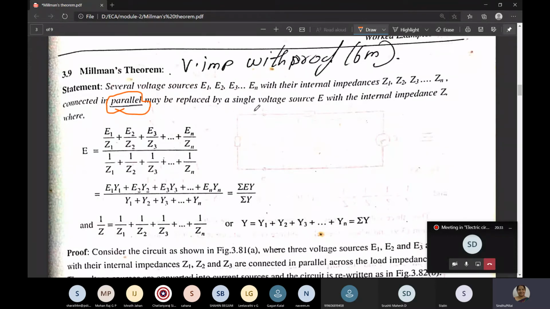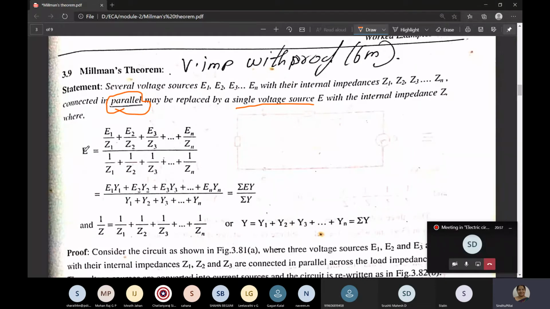Voltage sources in parallel will not help us, so we'll be converting them to current sources. For that they have come out with this formula. If they are connected in parallel, they may be replaced by a single voltage source E with internal impedance Z, where they have given the formula for how to replace it.